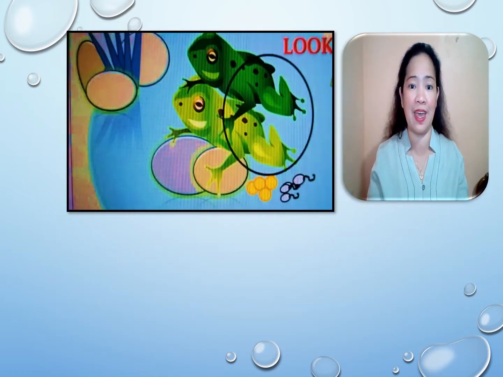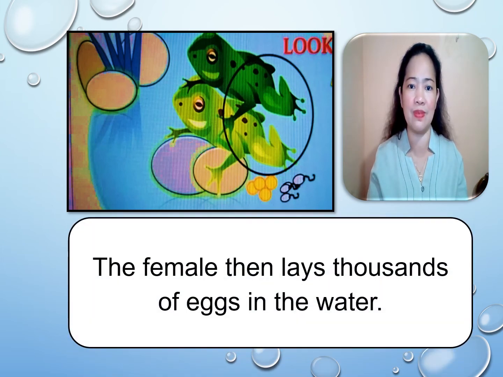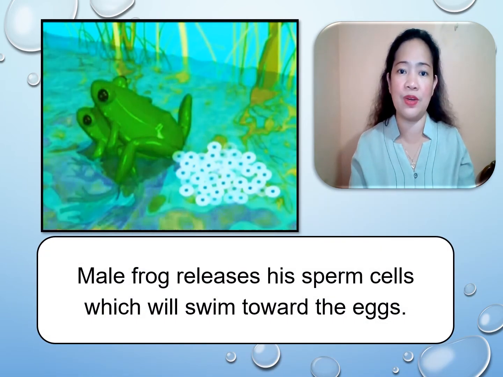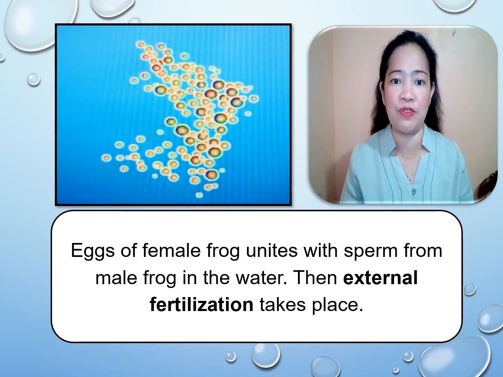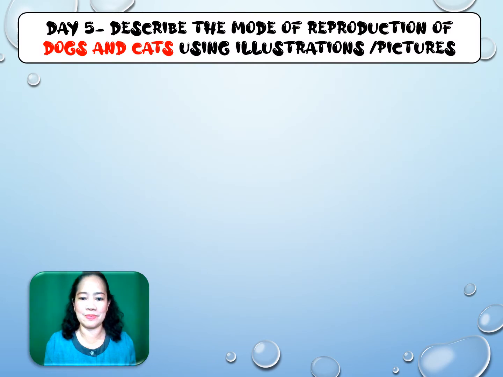The female frog then lays thousands of eggs in the water. The male frog releases his sperm cells, which will swim toward the eggs. And finally, eggs of female frog unite with the sperm of male frog in the water. Then, external fertilization takes place. We have already discussed the mode of reproduction of some animals.